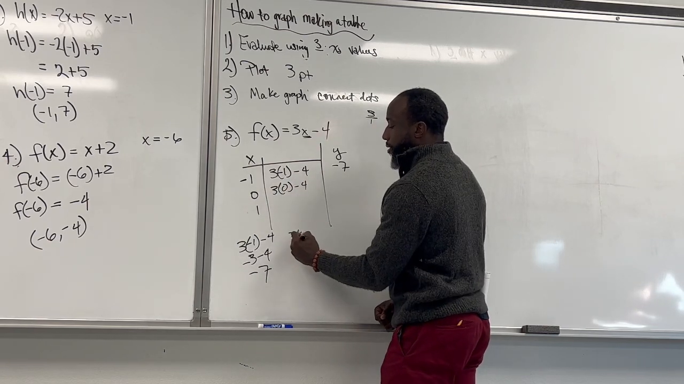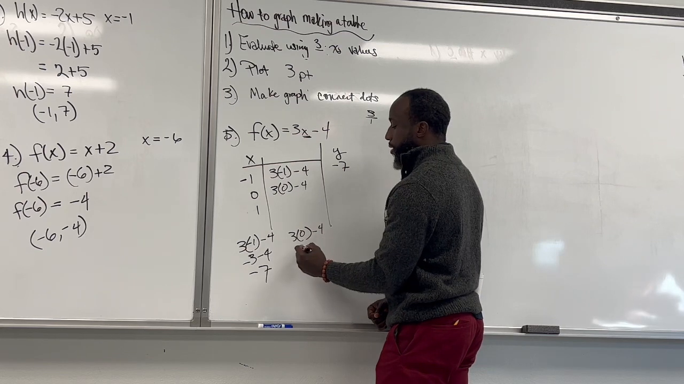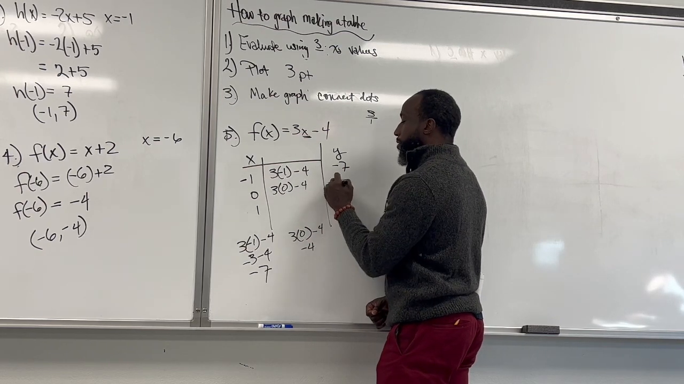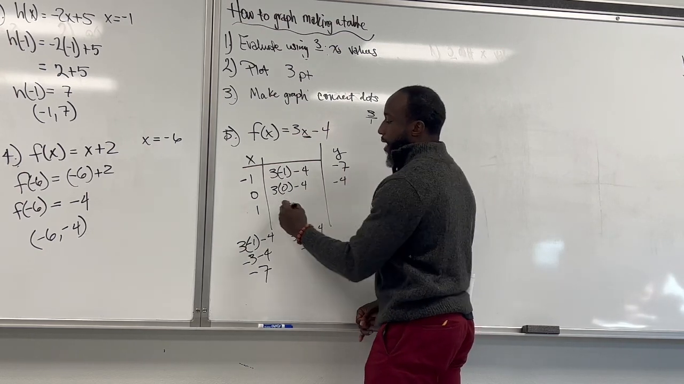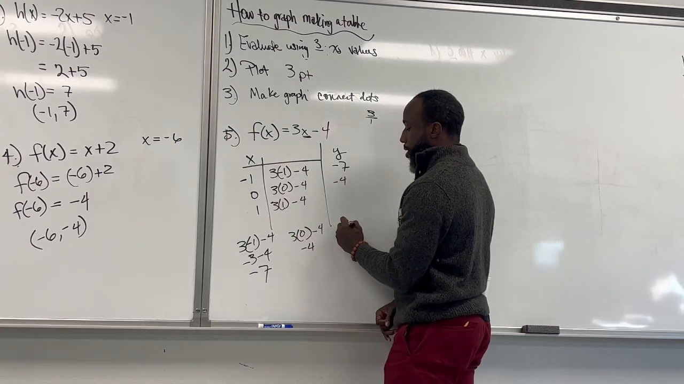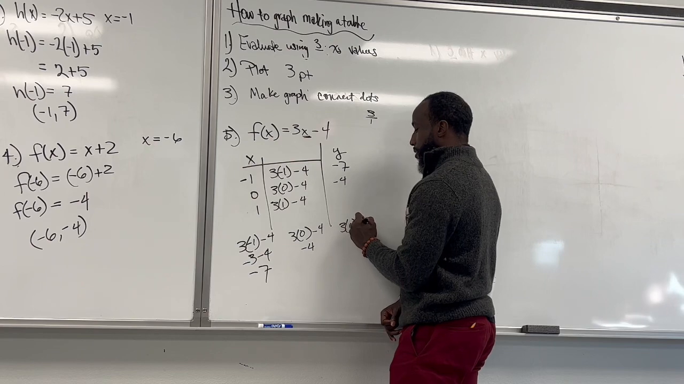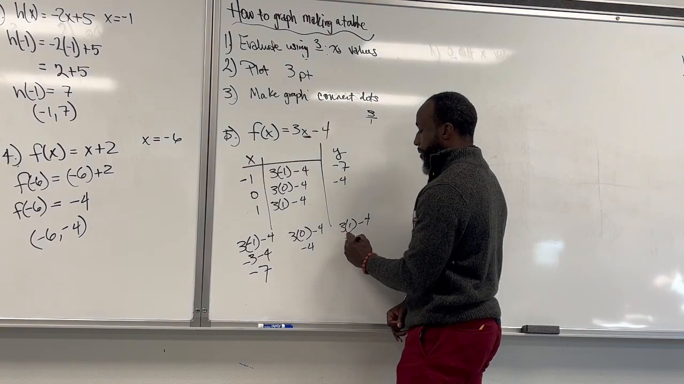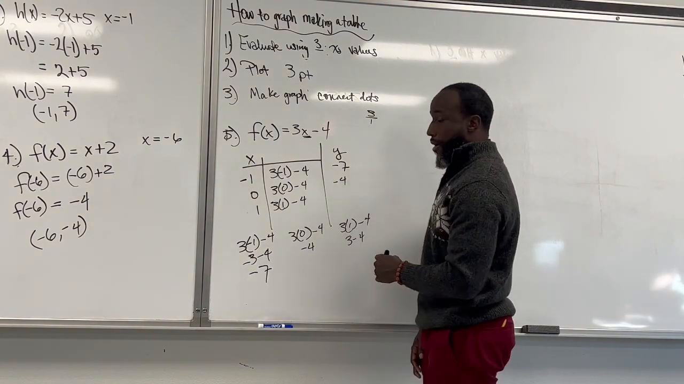3 times 0 is what? 0. Minus 4? -4. So it's 0, -4. Then the last one is 3 times 1 minus 4. 3 times 1 is what? 3. 3 minus 4? -1.